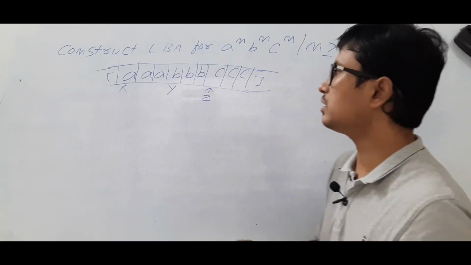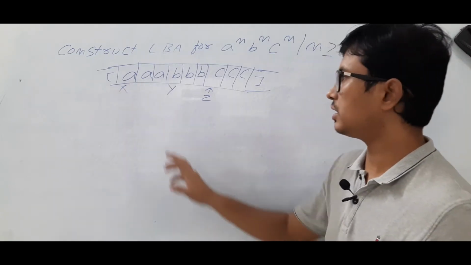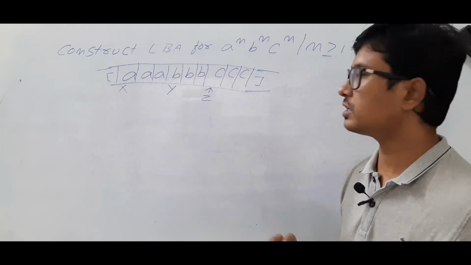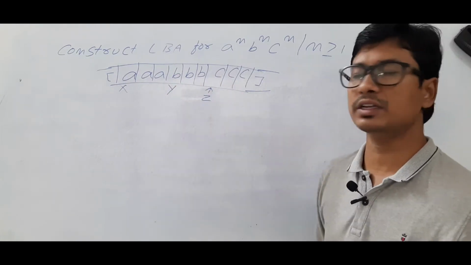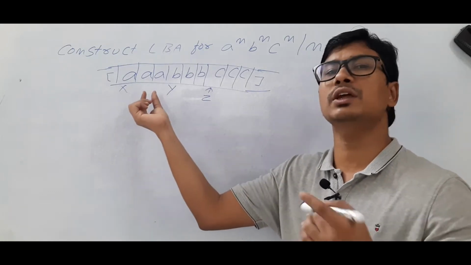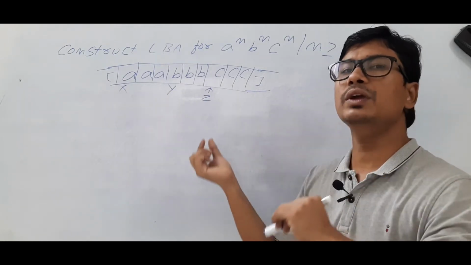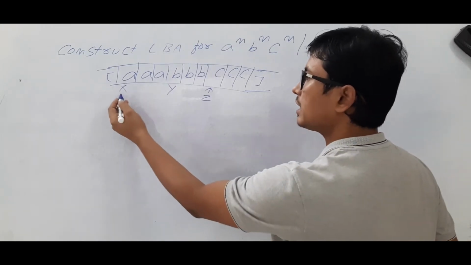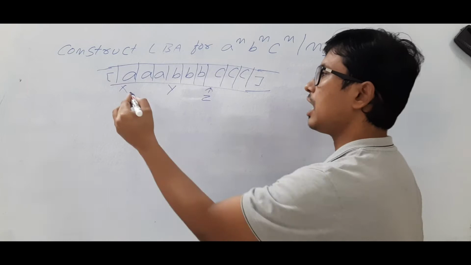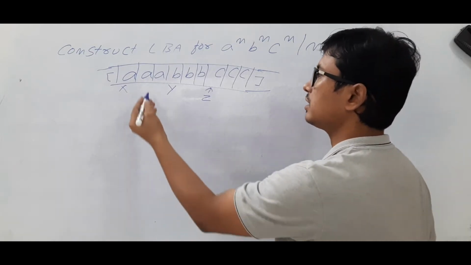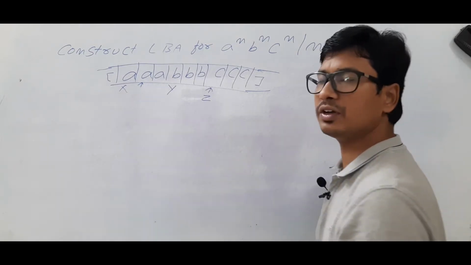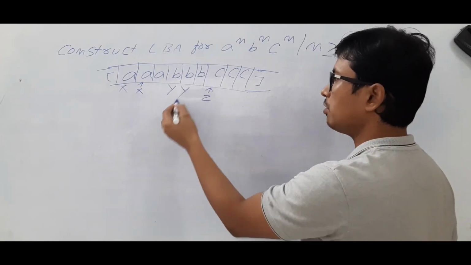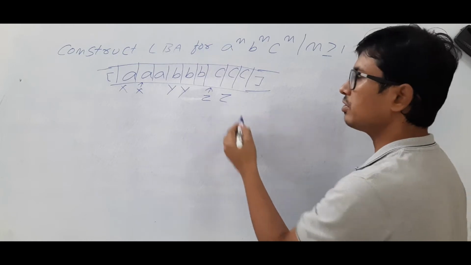Now, one A we have modified as X, one B as Y, and one C as Z. Now I can say that we have seen an A, a B, and a C. I will keep on moving to the left till I get an X. If I get an X, I will keep it as X and move to the right. Again I will modify one A as X, one B as Y, and one C as Z.